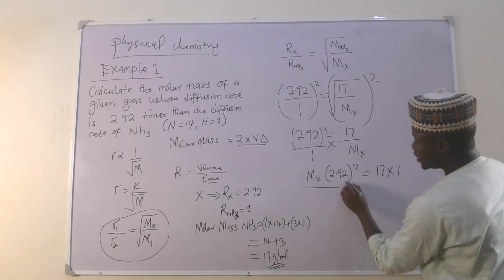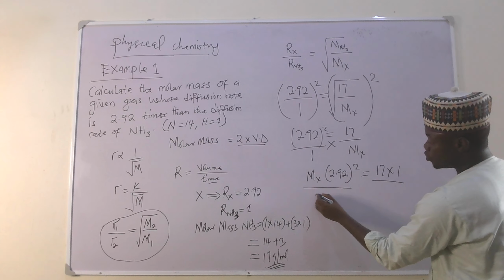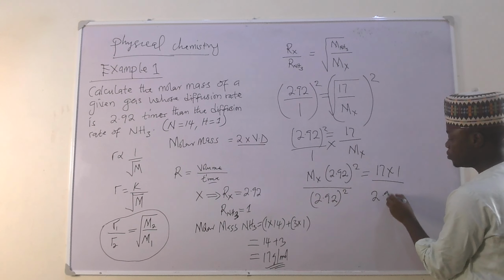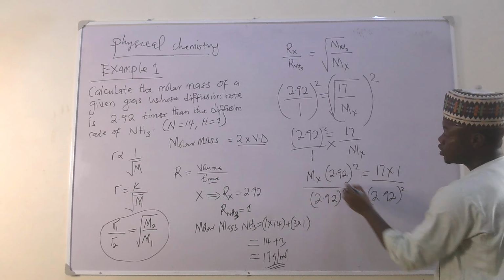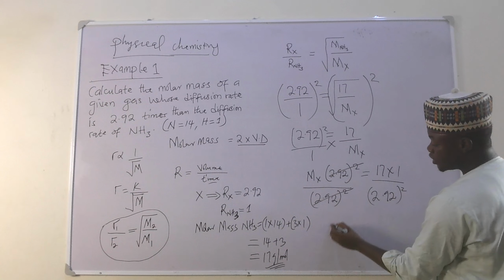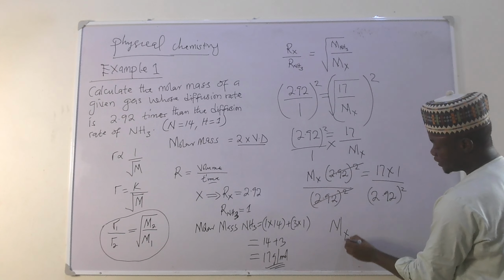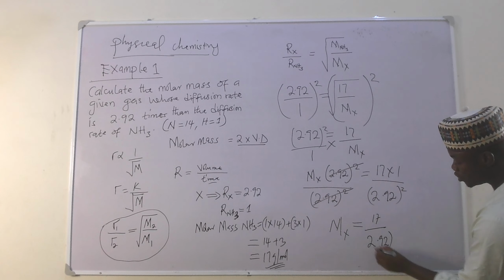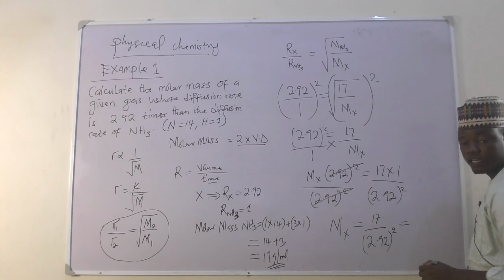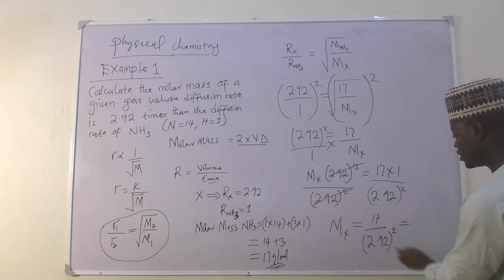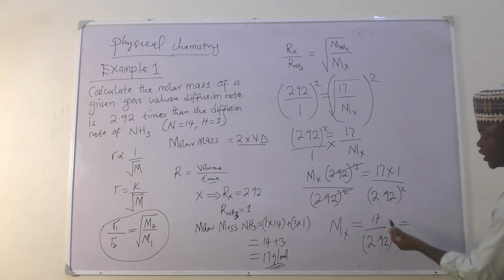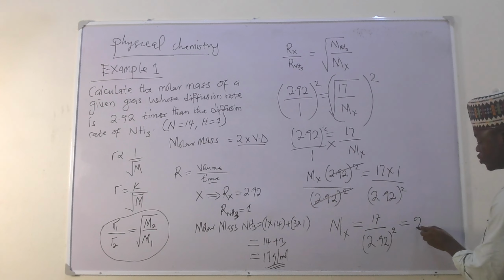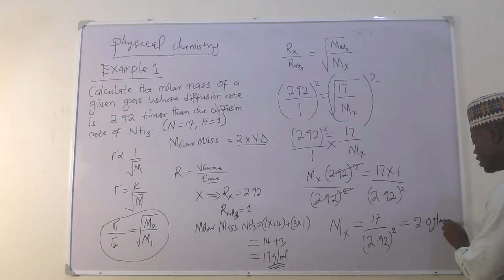We are now going to divide through the equation by 2.92 squared. Then this one will cancel this, and we now have the molecular mass of X equals 17 divided by 2.92 squared. So therefore from here, you can take your calculator to get the molecular mass of X. If you take 17 and divide it by the square of 2.92, it's going to give us 2.0 grams per mole.